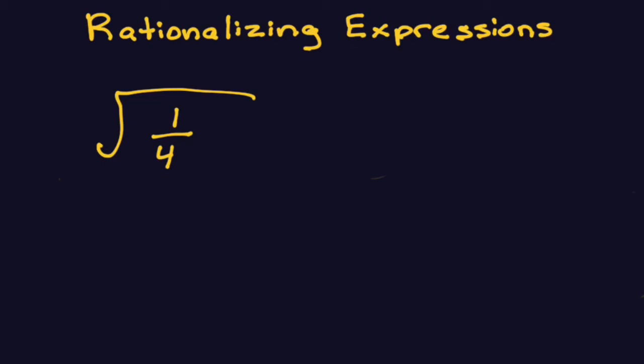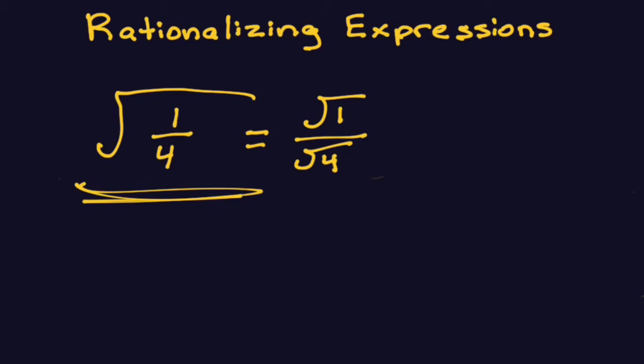Square root of 1/4. Now, what's interesting is that whenever you have a fraction inside of the square root, you can almost say separate, or put the square root on both the numerator and the denominator. So the square root of 1/4 could become the square root of 1 over the square root of 4. So if you have a fraction inside of that square root, it's the same thing as if you just put the square root both on the top and on the bottom. And so a situation like the square root of 1/4, it would be the square root of 1 over the square root of 4.